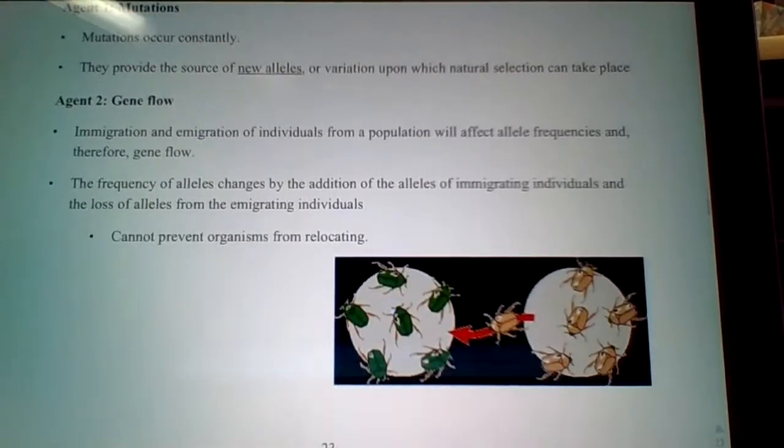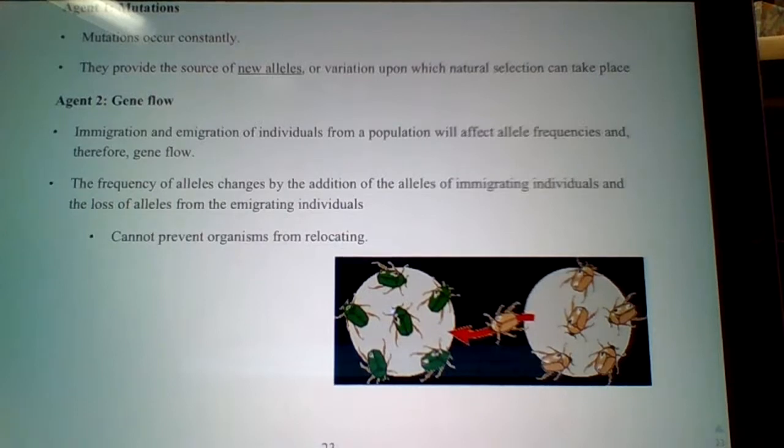Gene flow is the idea that if you take two different populations of the same species, so groups that have the ability to reproduce, and combine them, you'll most likely get a new allele frequency that is different from the previous ones.